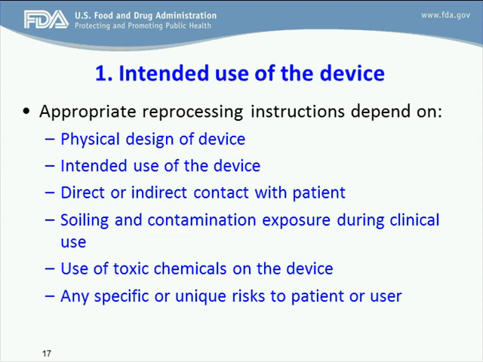Criterion 1, the reprocessing instructions should reflect the intended use of the device. The appropriate reprocessing instructions depend on the physical design of the device, the intended use of the device, and whether it has direct or indirect contact with the patient. They also depend on the type and extent of soiling and contamination the device is exposed to during clinical use.